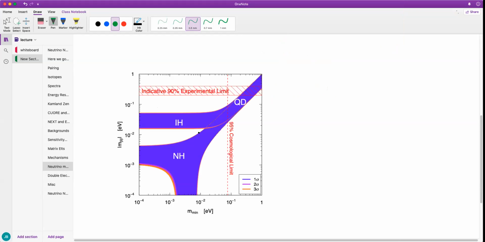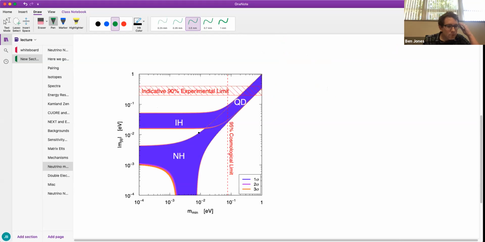Hey, thank you, Ben. I see one question right away. It seems this treatment doesn't consider the momentum transfer from the initial nucleon to the final nucleon.